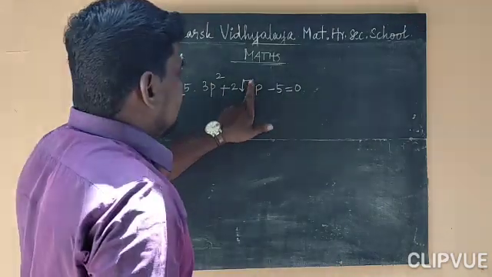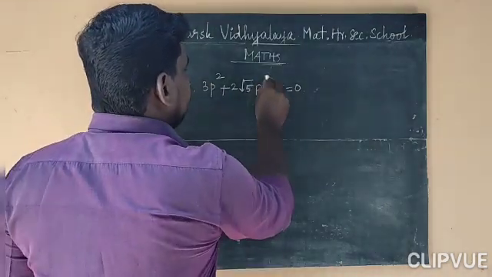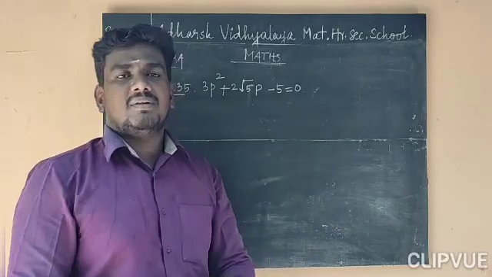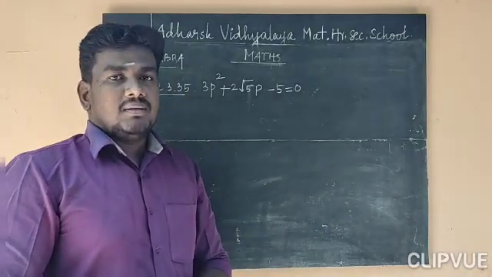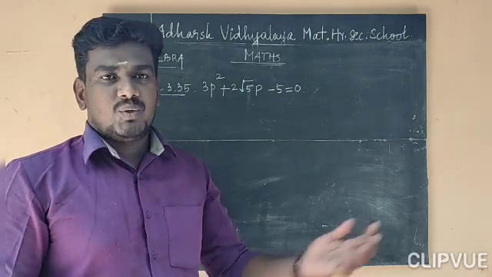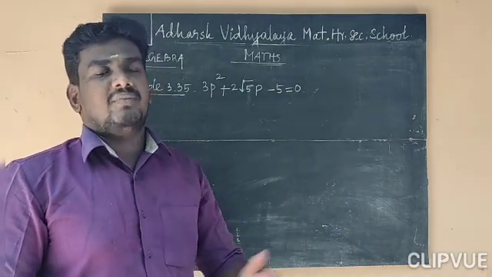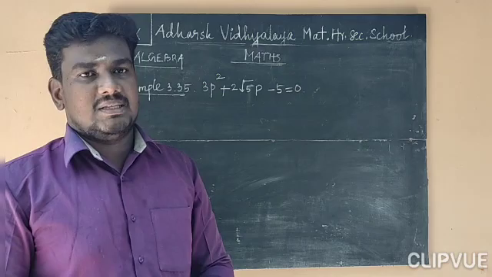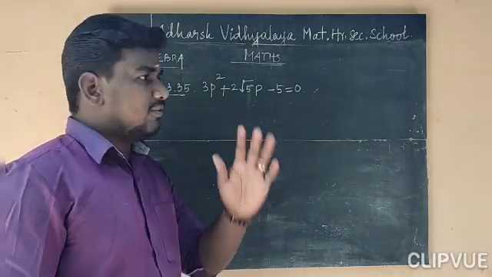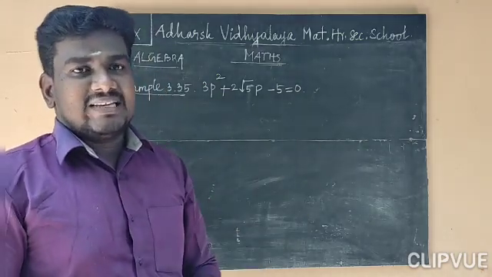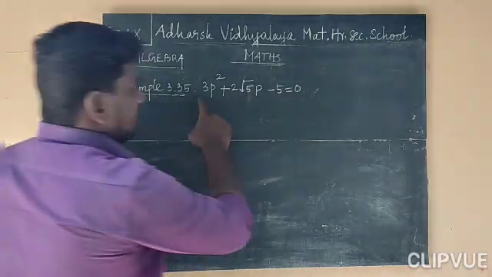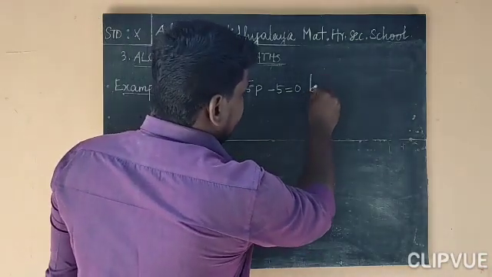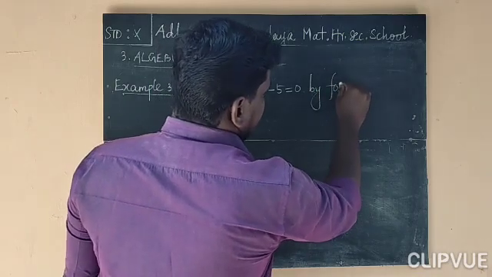Okay. Exercise 3.11. It means the 11th exercise in the 3rd chapter we have completed. So now I am going to teach you some more example problems related to quadratic equations, solving quadratic equations by the formula method. Definitely it will be helpful for you. So listen carefully. The first question, example 3.35. So I am going to solve this quadratic equation by the formula method.